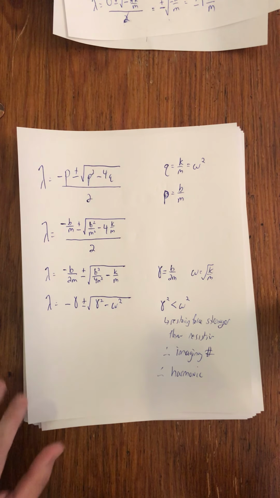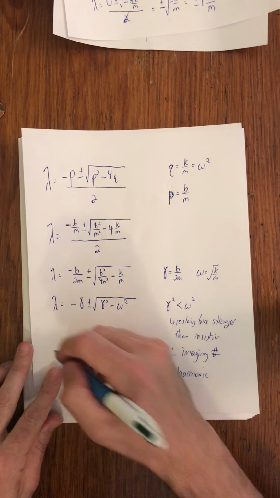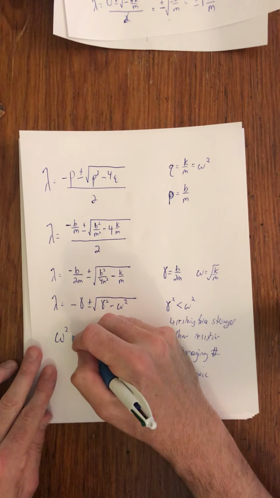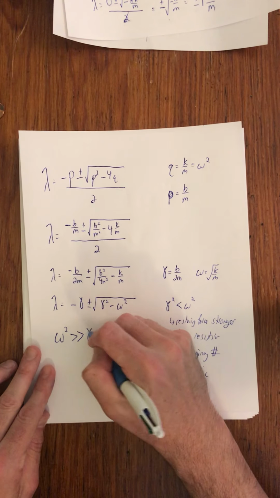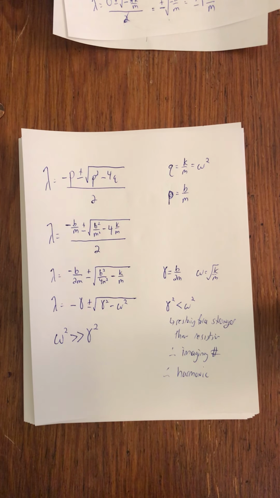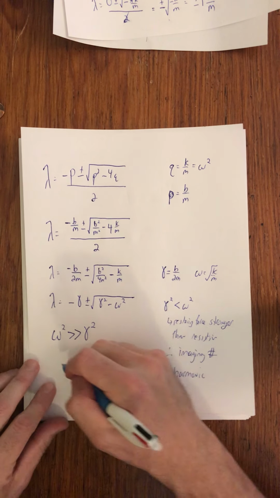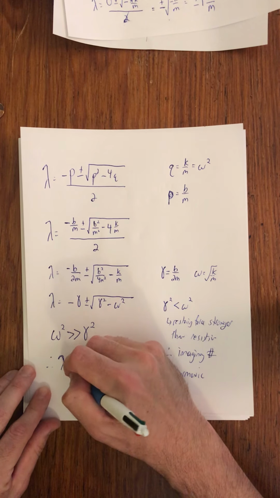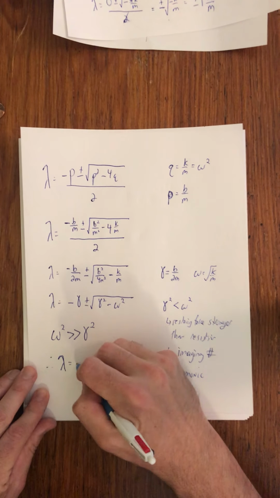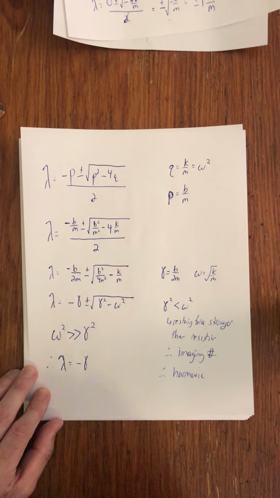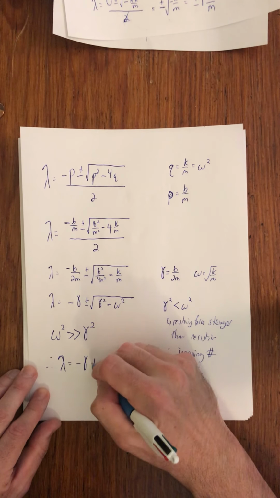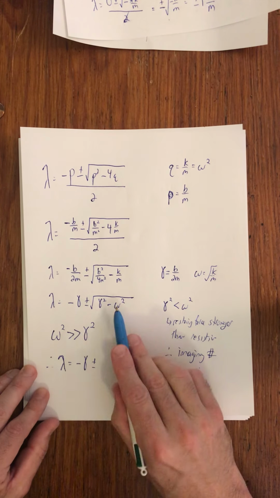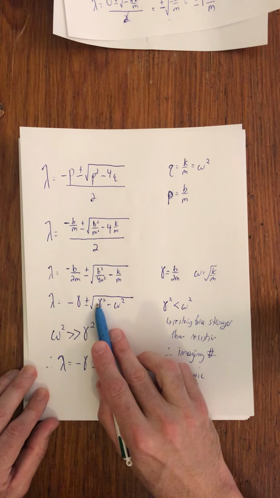So let's do the following. Let's pretend that omega squared is much larger than gamma squared, meaning that the resistive effect is like a little bit of air resistance, no big deal. That means, therefore, I can say that lambda is equal to negative gamma plus or minus, then underneath here, if this is much larger than that, then this is not really that relevant.